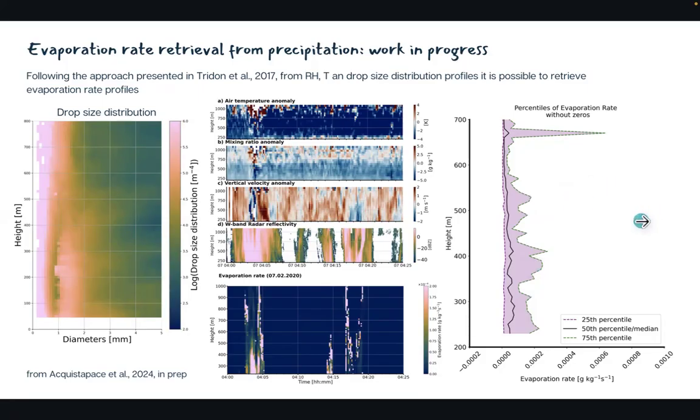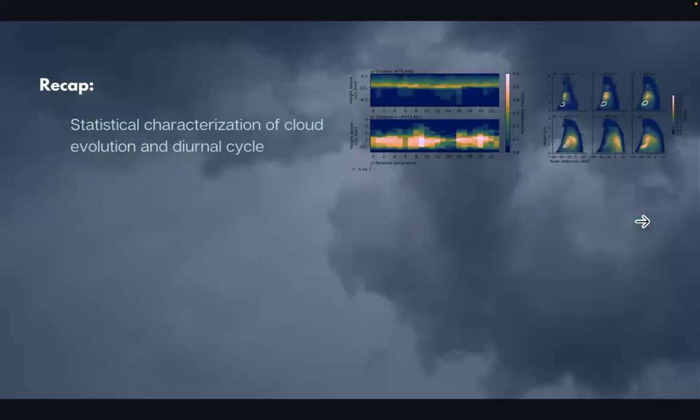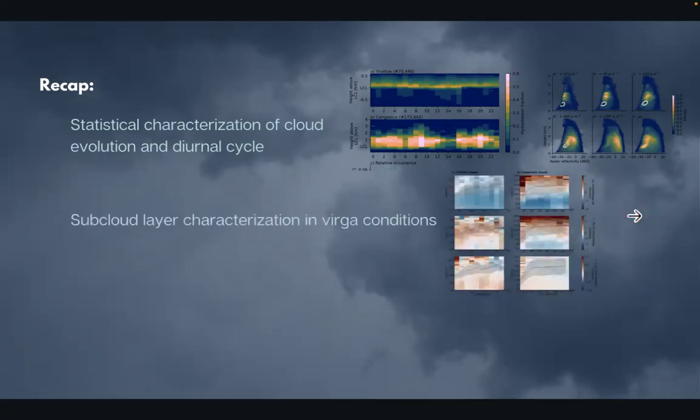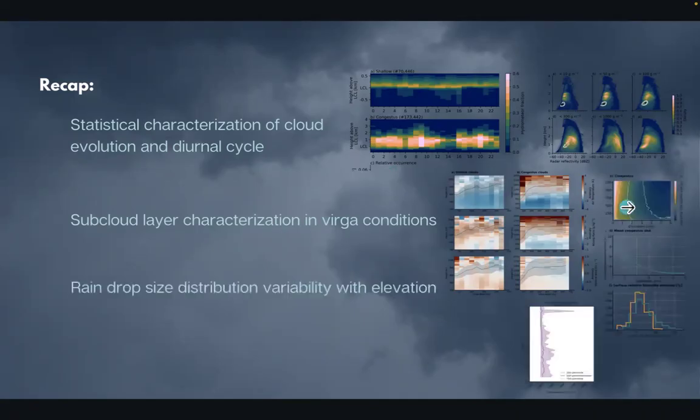So let me recap briefly what I've been telling you up to now. We saw that using ground-based observations, we could statistically characterize the cloud evolution and the diurnal cycle of clouds and precipitation. We also saw that we could characterize the subcloud layer in virga conditions. And we saw that we could describe the raindrop size variability with elevation.